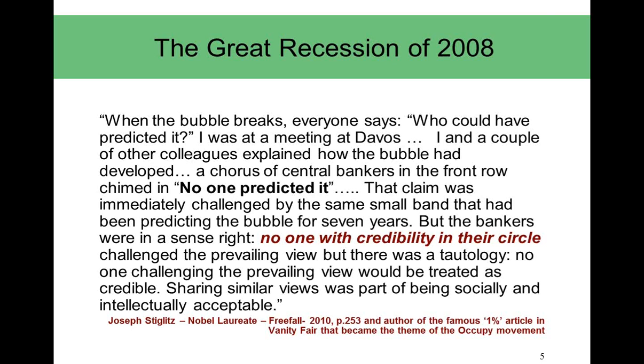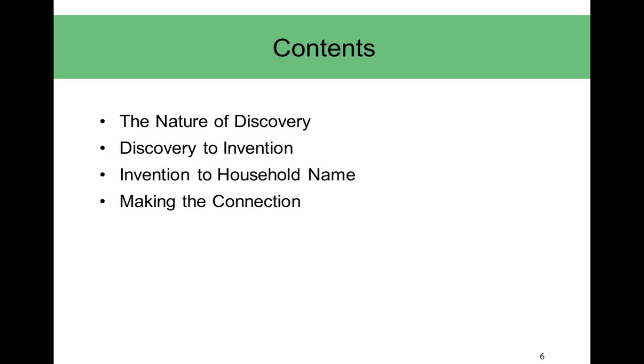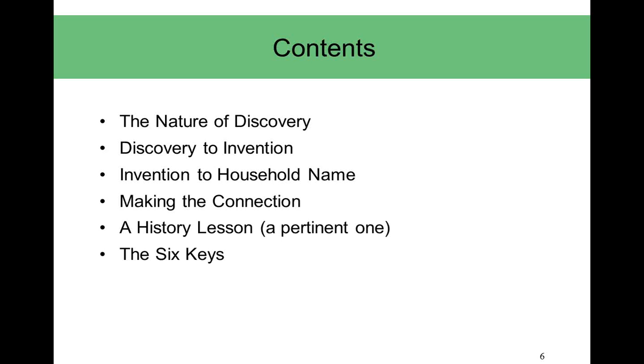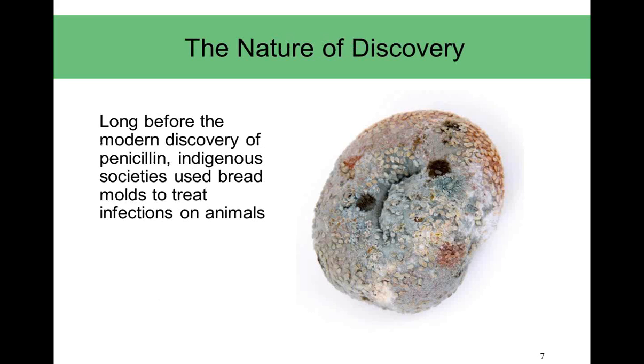And that's also what happened with penicillin. We'll see a little bit about that. So I'm going to talk about the nature of discovery, discovery to invention, invention to household name, making the connection, which is the most important part of all, a history lesson, a pertinent one, and the 6 keys. When we get into the 6 keys, we'll have the most important slide in the deck, and I'll tell you which one that is. And then finally, discovery to invention and social policy and the importance of language.